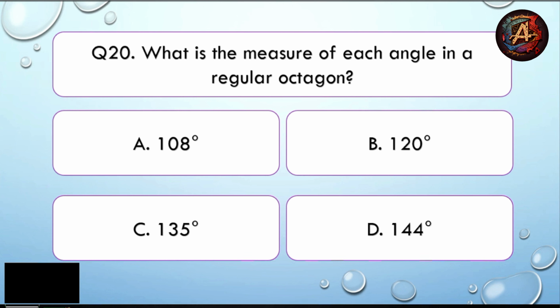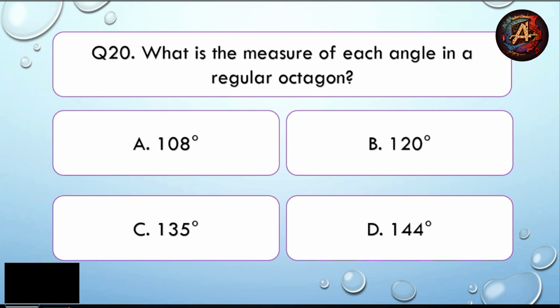All right, my dear math learners, one of the challenging questions that we can encounter here is this one. Why? Because there are two ways to solve this one. Number one is when you use the formula n minus 2 times 180, then the answer of that will be divided by 8 because we are talking about an octagon and that is 8 sides.